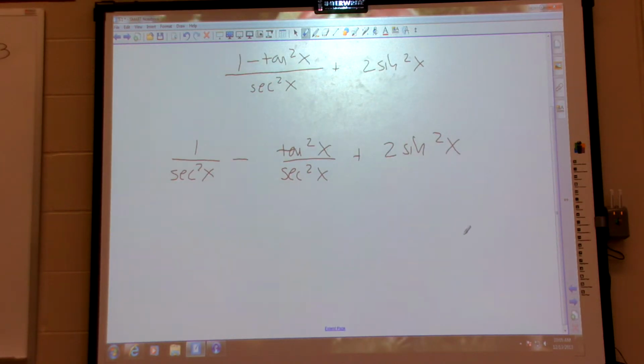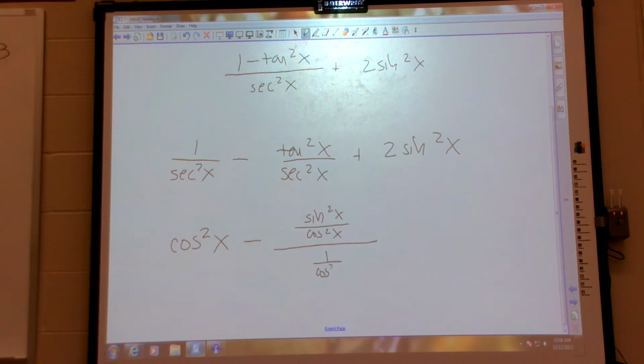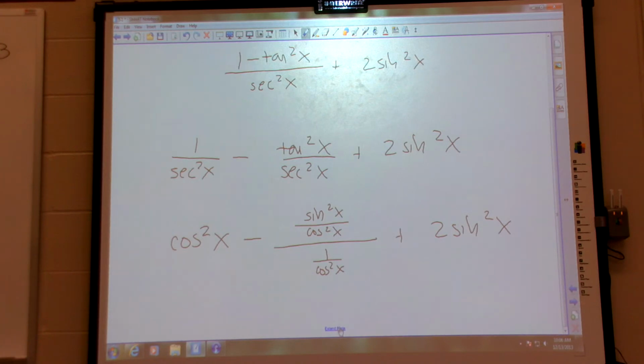Let's go to sines and cosines now. Now it's a little nicer. Well, hey, what's 1 over secant squared? Cosine squared, right? This I have to do a little work. That is, tangent is sine squared over cosine squared all over 1 over cosine squared, right? Change my tangent, change my secant. This I'm going to leave because it's already in terms of sine. So I change my tangent, change my secant.